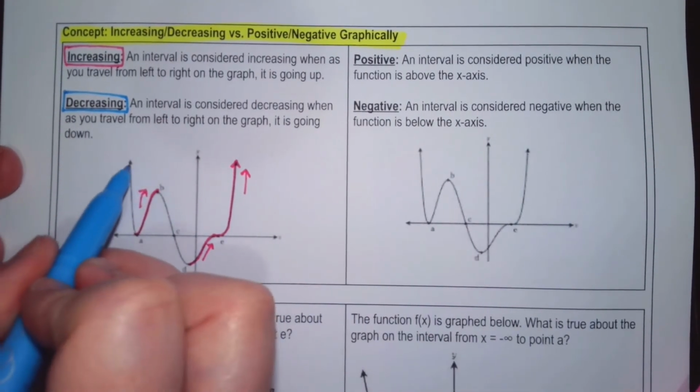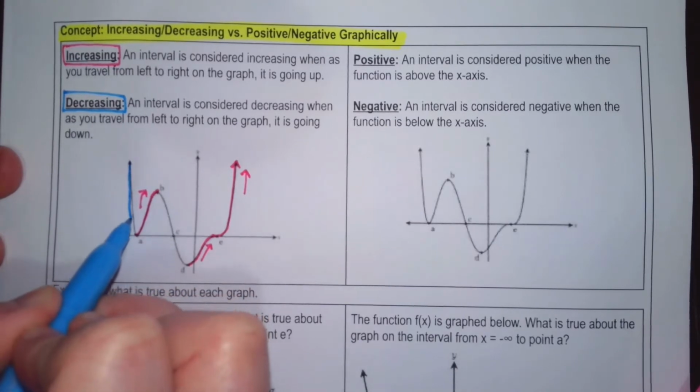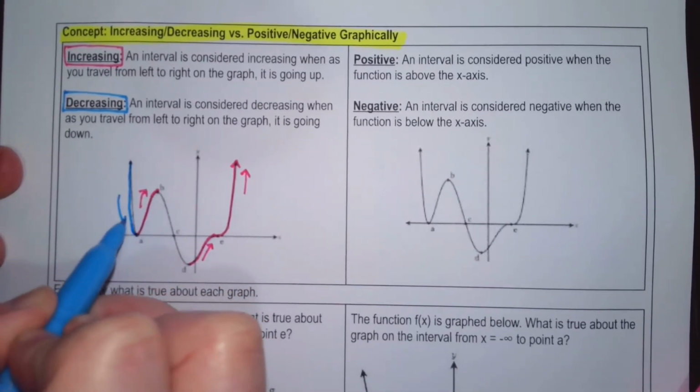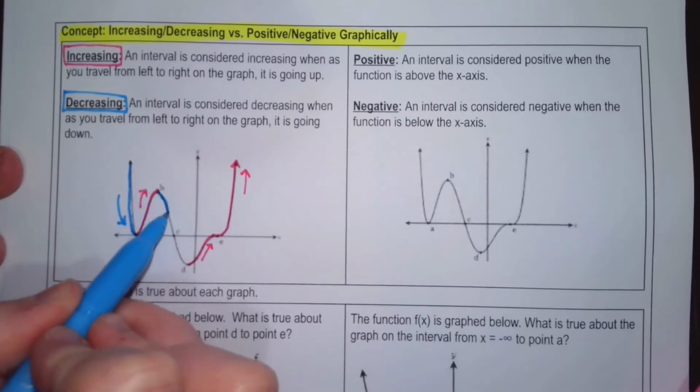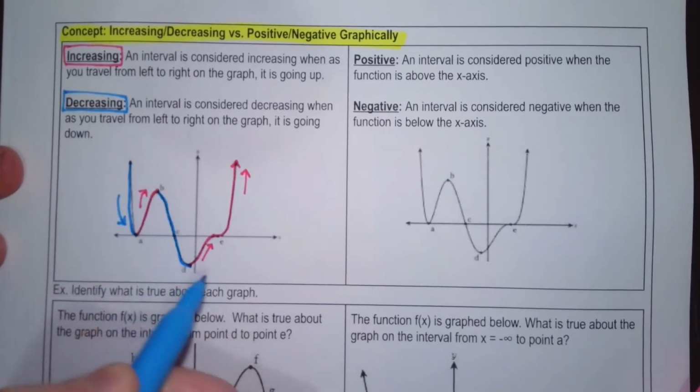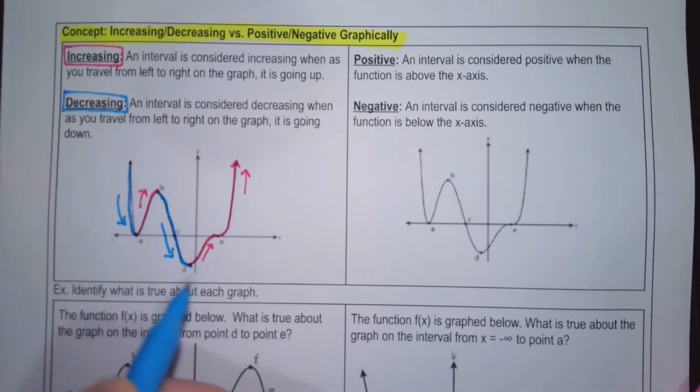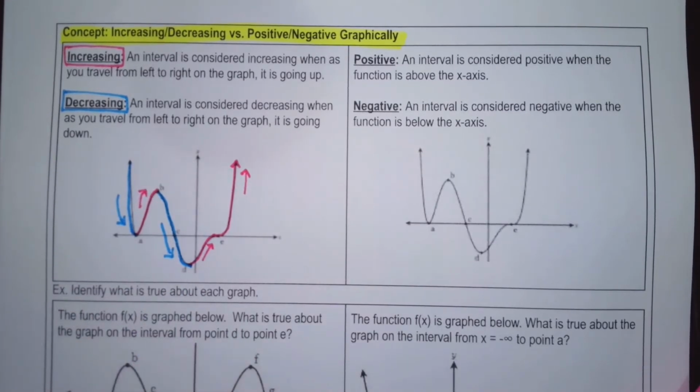For decreasing now, we're doing the same thing where we trace, but now we're going to be going down. So if we start at the top, I'm tracing it down. So this is going down. And same with from B all the way down to D. We're going down. So I have my increasing intervals in pink because they're going up, and my decreasing in blue for going down.